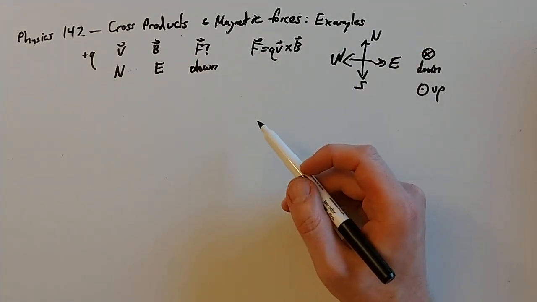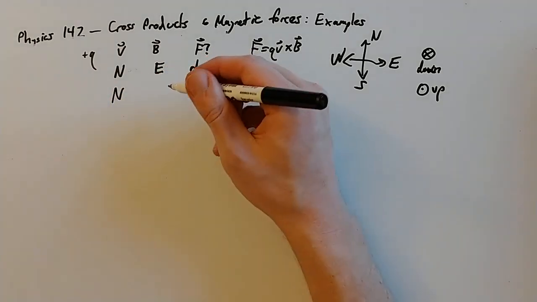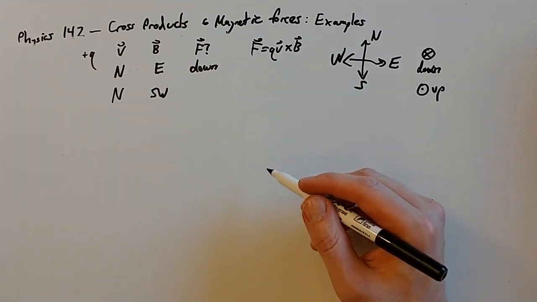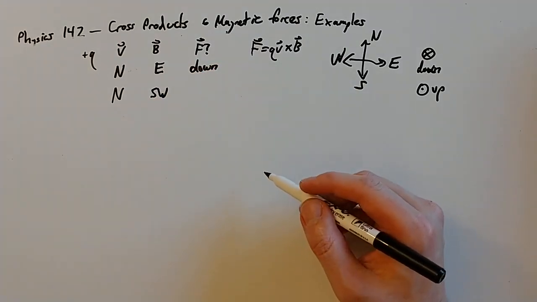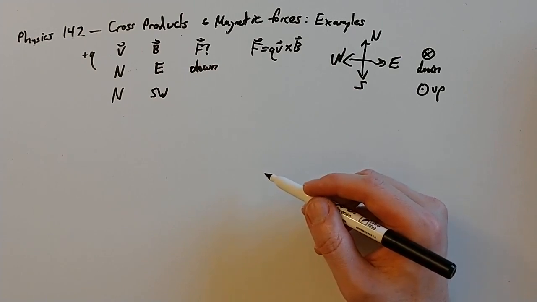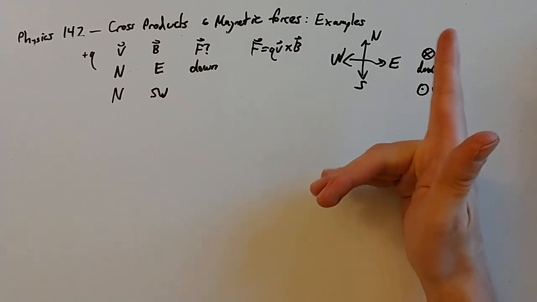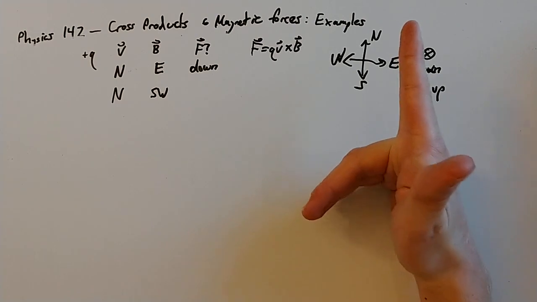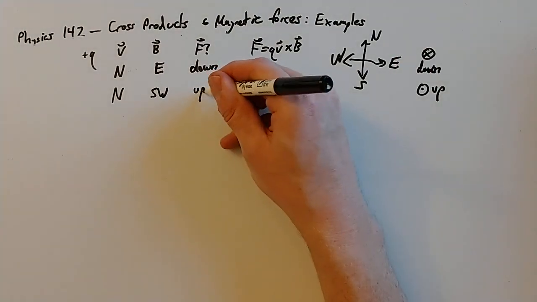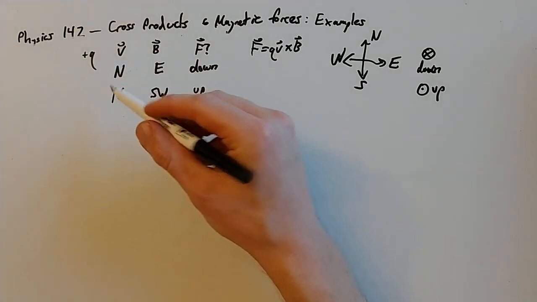Let's do a few other practices. What if my velocity was north, but B was southwest? What direction is the force going to be? Think about that for just a second. Well, north is how V points, and then southwest is where my fingers point, down that direction. So my thumb is pointed up, so the force will be in the up direction in that case, assuming positive Q.